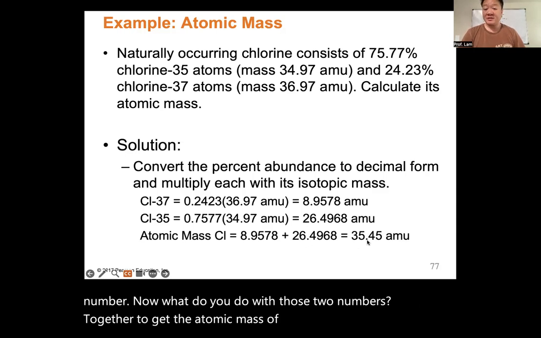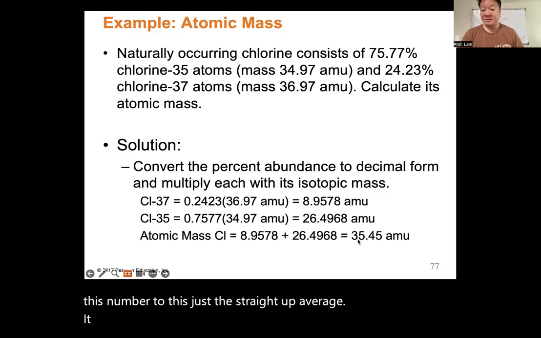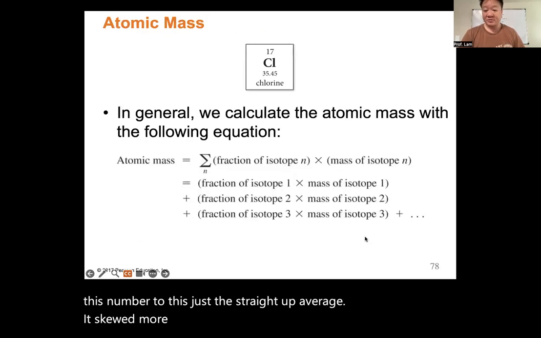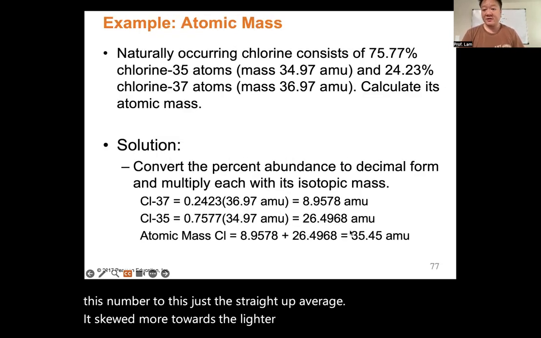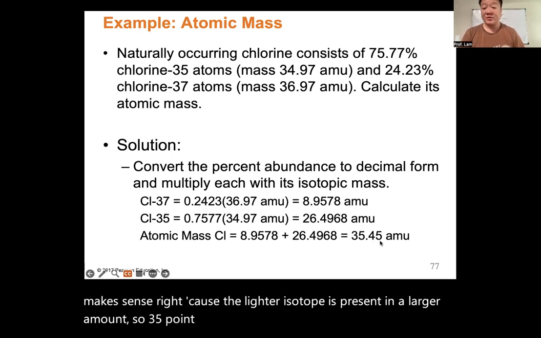So you compare this number to the straight up average. It's skewed more towards the lighter isotope, which makes sense, because the lighter isotope is present in a larger amount. So 35.45, that's how we get that number. All right.